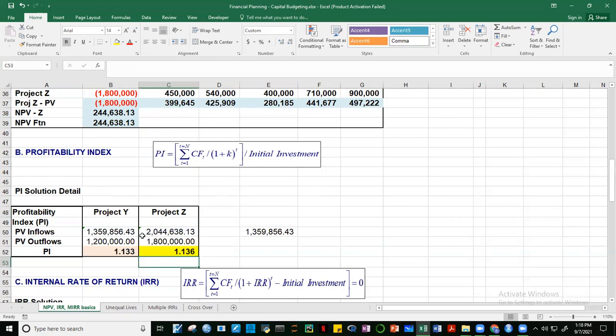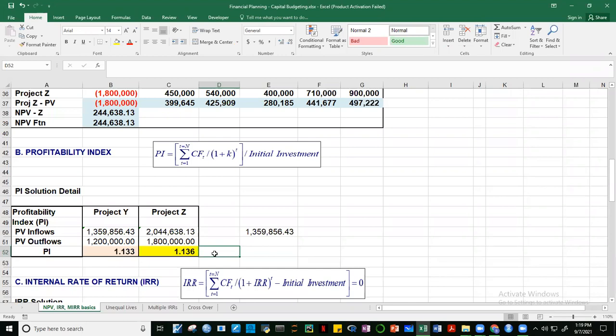So, dinidivide natin ngayon yung present value ng inflows natin sa outflows. Okay? So, we have here a standardized figure, no? Standardized kasi ang denominator nila pareho 1. Sa bawat piso ng outflow, no? Bawat piso ng initial investment. So, si Project Y, ang nakukuha niyang present value ng inflows is 1.133. Si Project Z, 1.136. So paki-chat nga guys kung sino mas maganda in terms of profitability index.